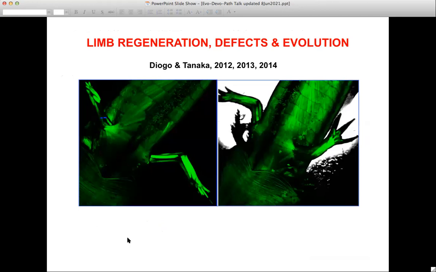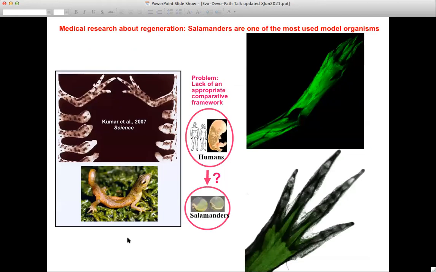About limb regeneration, it's also, again, very interesting to see. As you know, salamanders are really used to study limb regeneration. But my question when I did this study in Germany some years ago was, are they really perfect in regeneration?